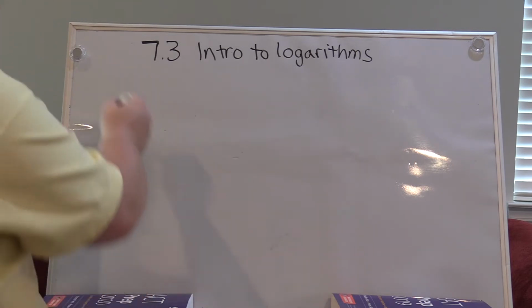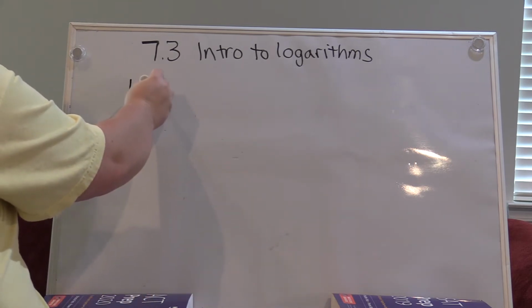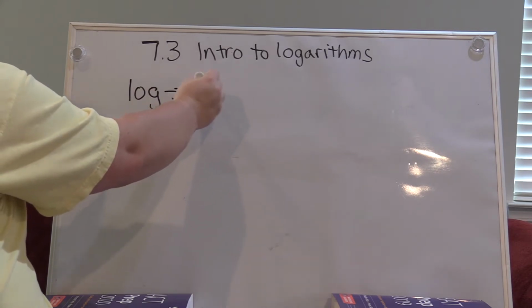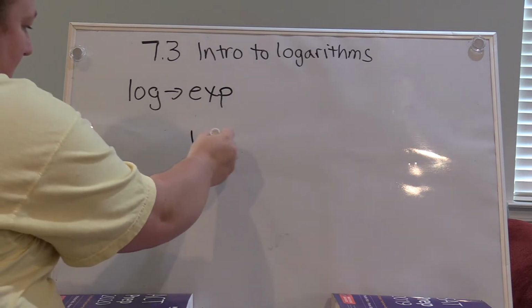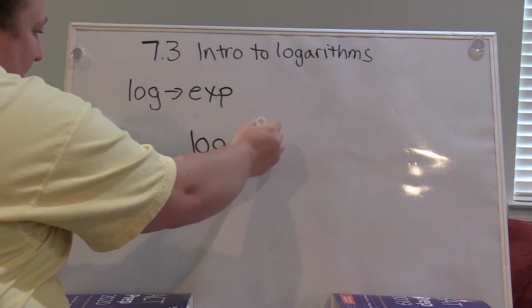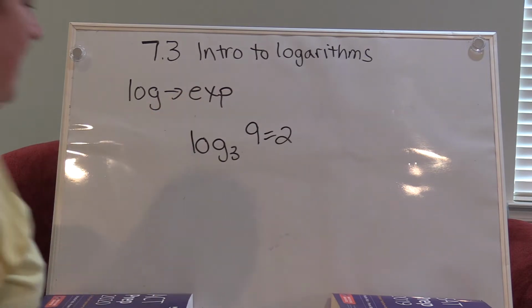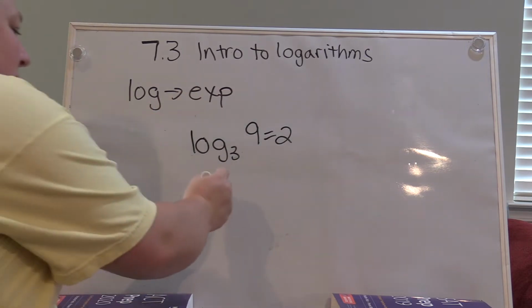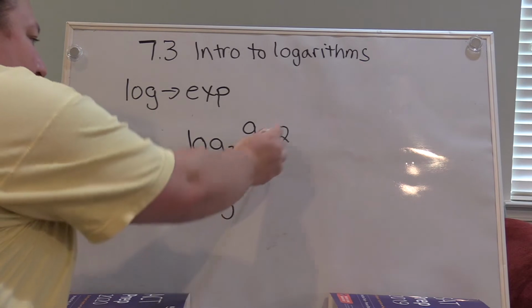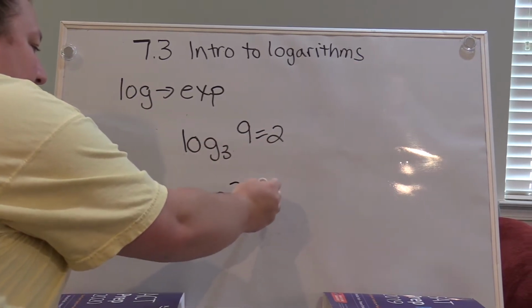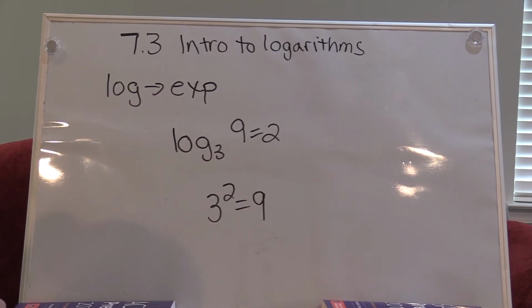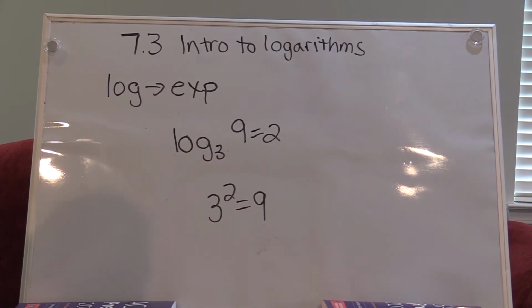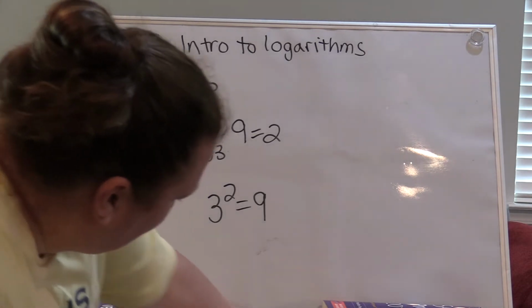Now, our first thing is to go from log to exponential. So if I have the log base 3 of 9 equals 2, and I want to put that in exponential form, I know that 3 to the second power equals 9. Does that make sense? Does 3 squared equal 9? Yes. So that works nicely. Let's try the next one.